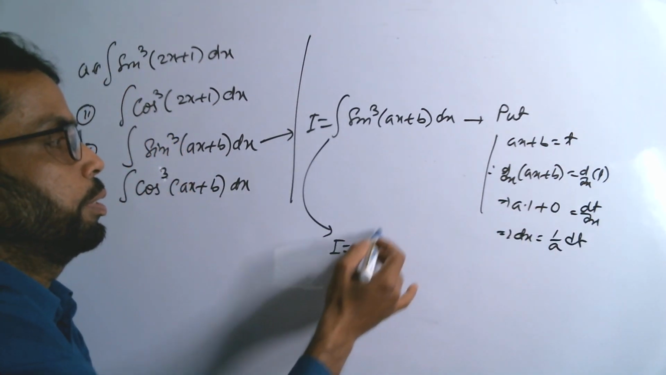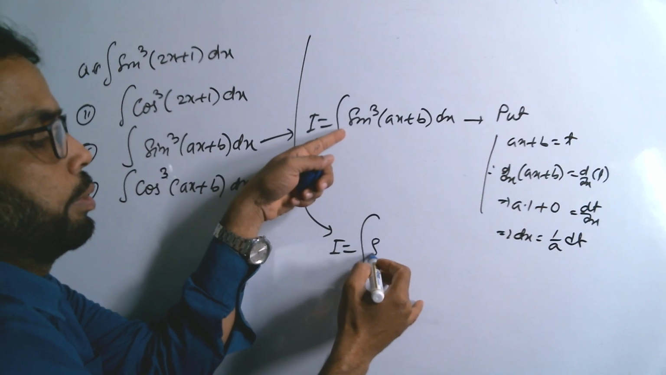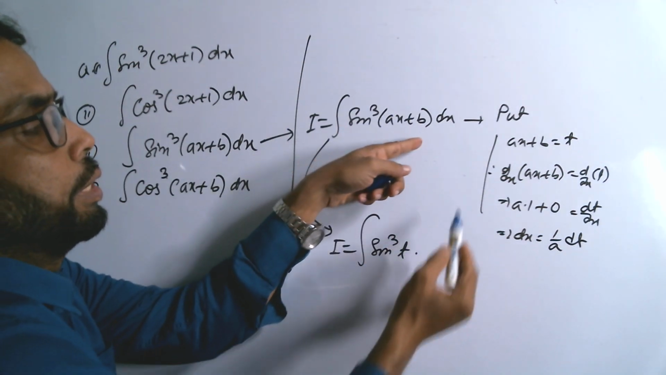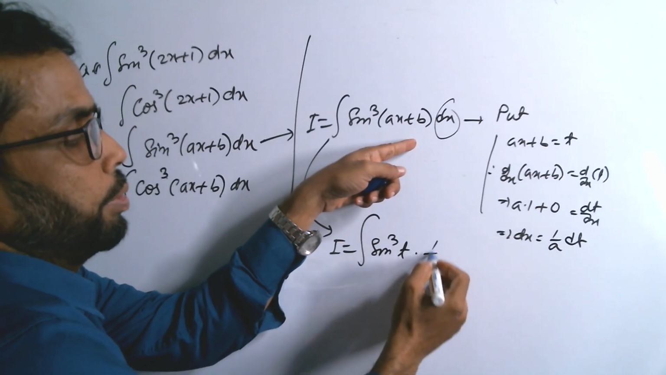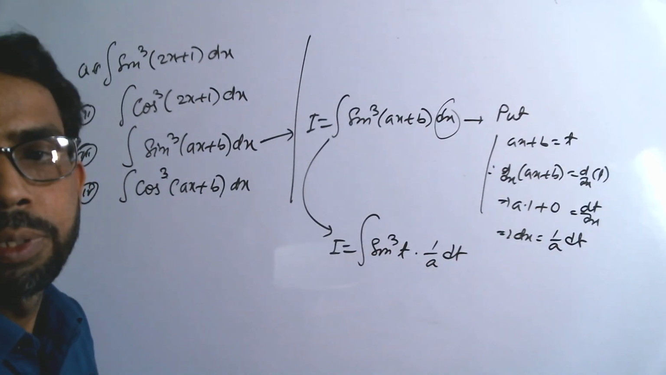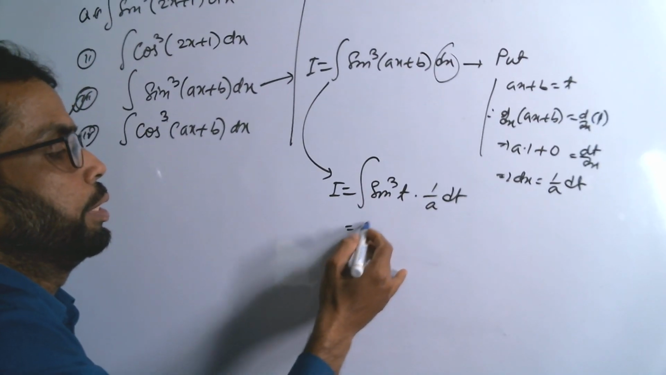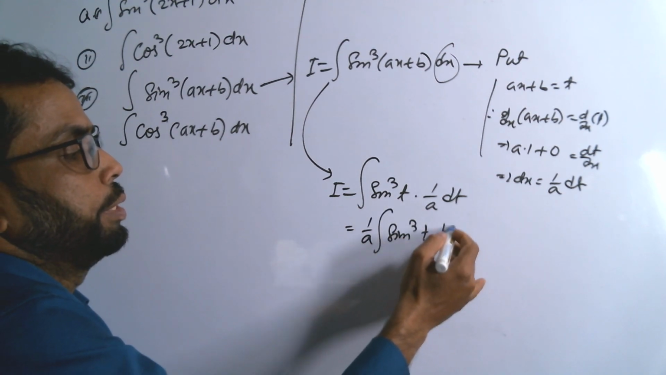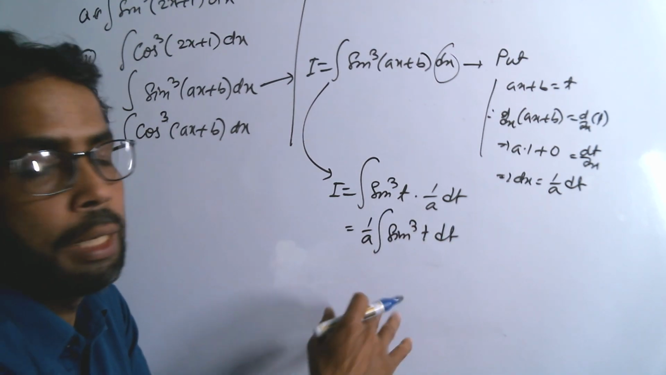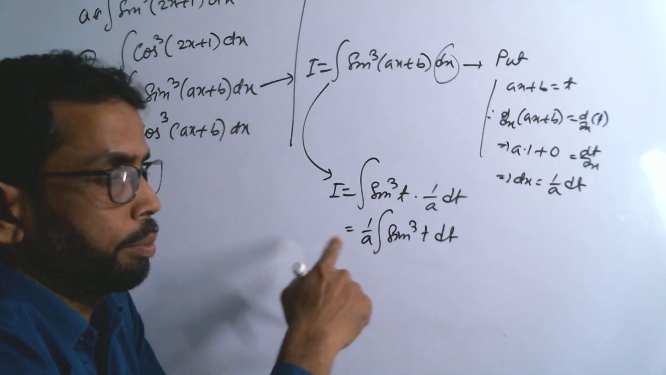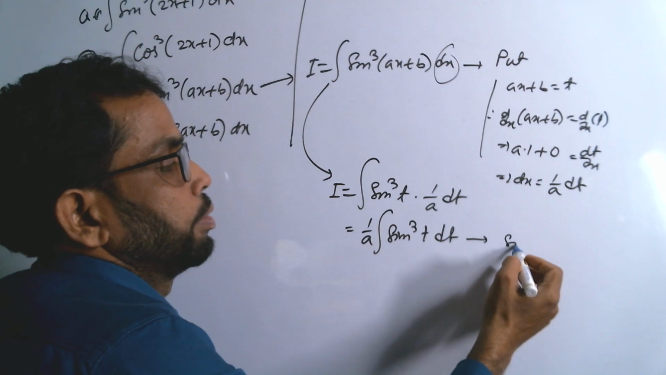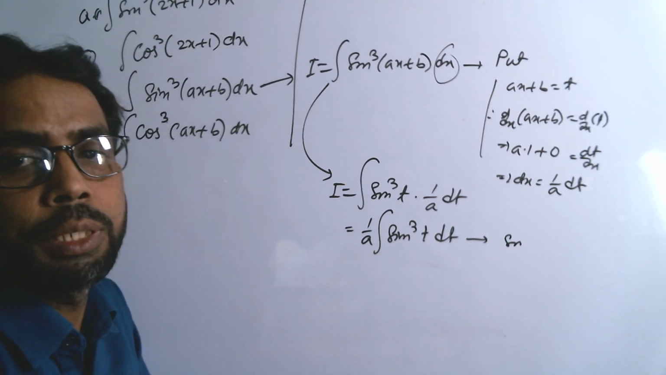Then the integration is converting, it is sine cube t. This function we have taken t, and dx we have converted, dx is 1 by a dt. Then 1 by a is taken out, and sine cube t dt. Now it will be done the same as the previous questions. Just now the question we have done, sine cube, under the trigonometric identity.